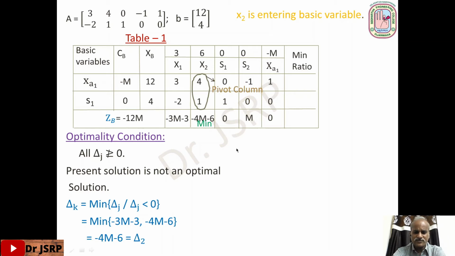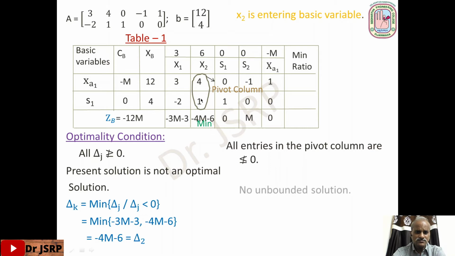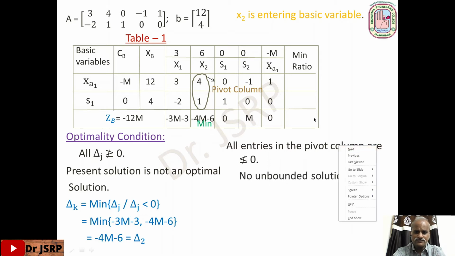Right. Next, verify the unbounded solution condition. So observe the entries in the pivot column. So all are positive here. That means all entries in pivot column are not less than or equal 0. So there is no unbounded solution.